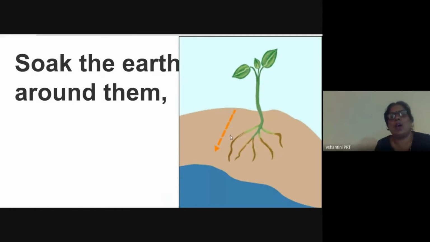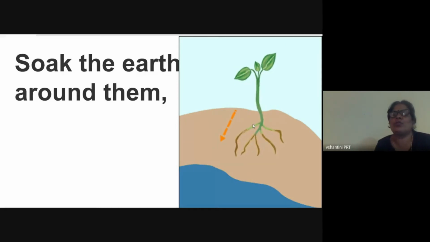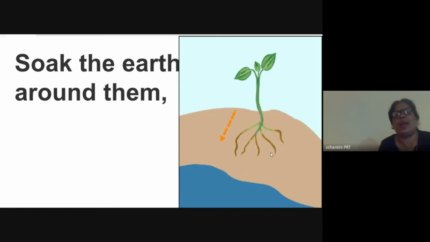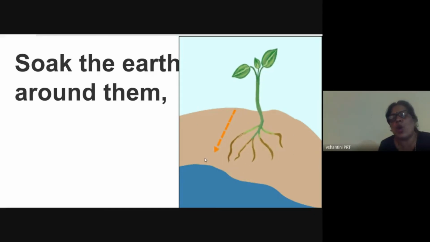Soak the earth around them. So it is not that you pour only to this part of the root, the main part you see, and pour. No, it's of no use. You have to soak. Soak means, just now I took the cotton, soaked it in the water and showed it to you, right? Soak the earth around them. That is, yes, the entire area around their roots should be soaked in water. The plants have enough water.